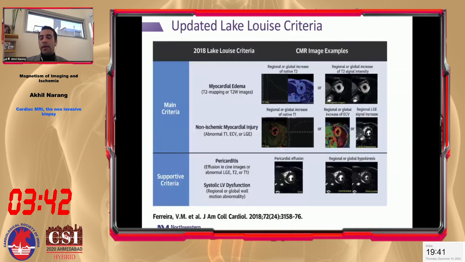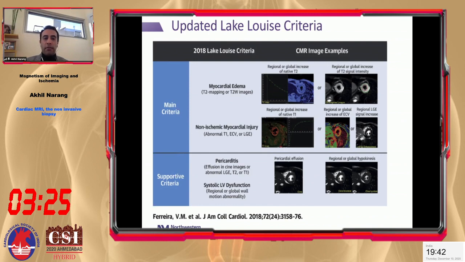So what's incredibly helpful with MRI is being able to diagnose myocarditis. This is the updated Lake Louise criteria that was published in 2018. Now, if we all remember from the previous criteria, which really didn't incorporate cardiac MRI, I think MRI has become front and center now for the diagnosis of myocarditis.